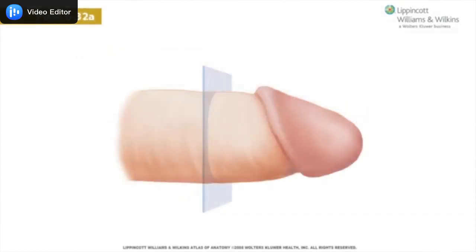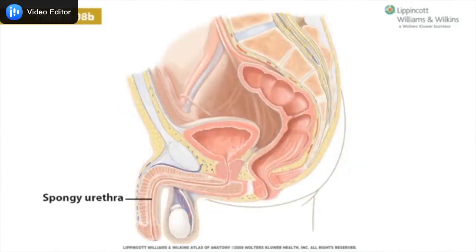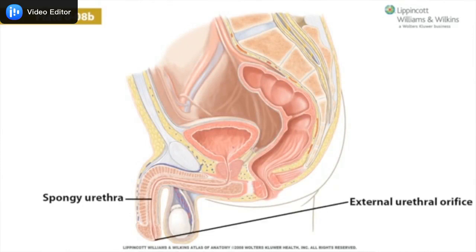The widest part of the cone-shaped glans is the corona, and the recessed area just proximal to the corona is the coronary sulcus. The spongy urethra, which is defined as the part of the urethra surrounded by the corpus spongiosum, opens at the external urethral orifice at the distal end of the glans. There is no sphincter at the external urethral orifice.